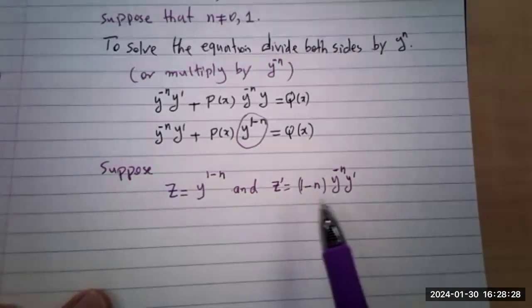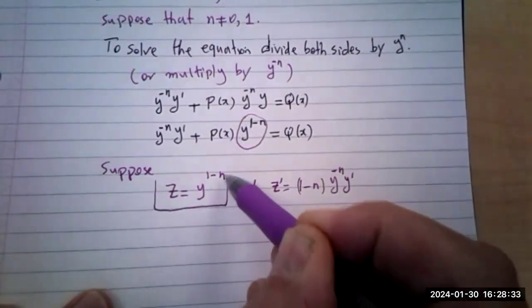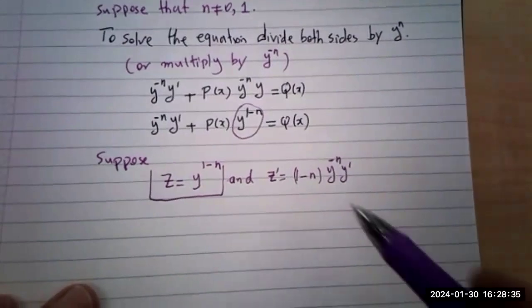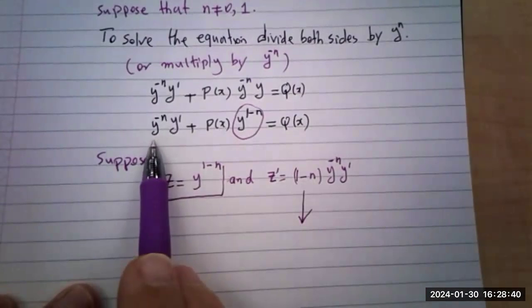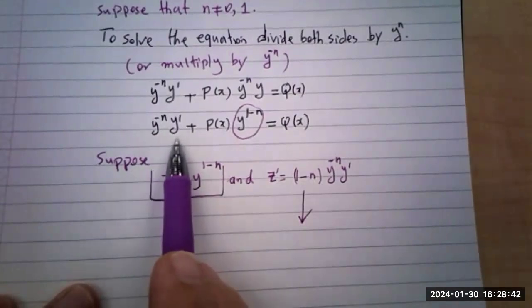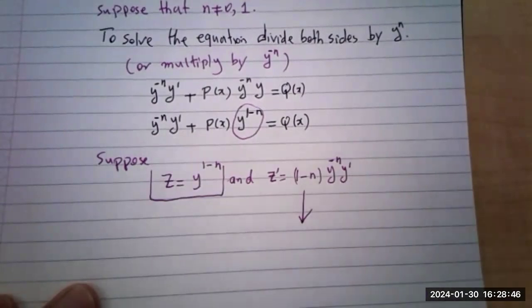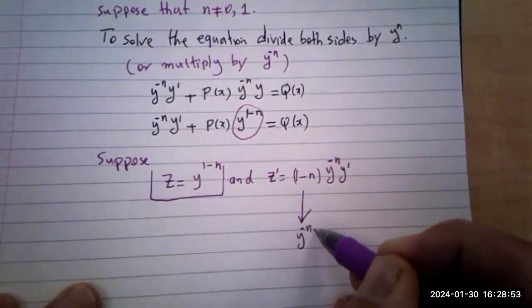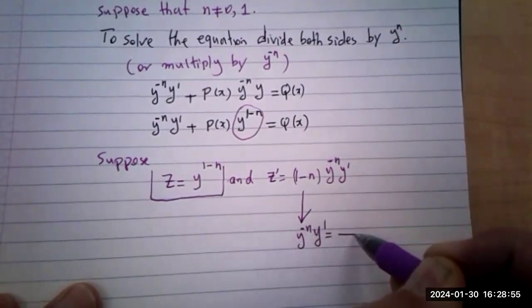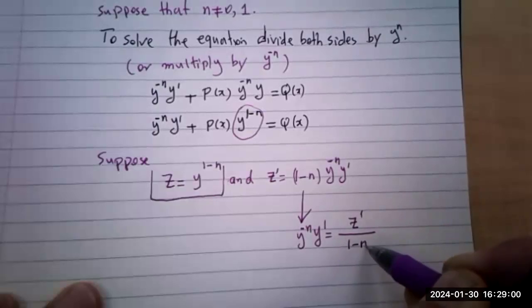Drop the second one. Keep this one for z. But from the second one, solve for y to the negative n y prime. This means you divide by 1 minus n. So y to the negative n y prime is z prime divided by 1 minus n.